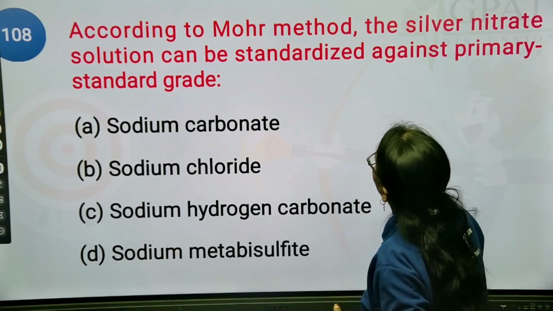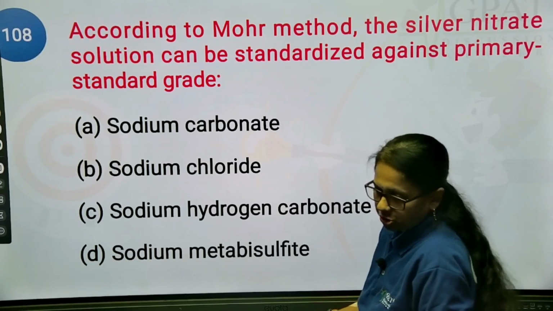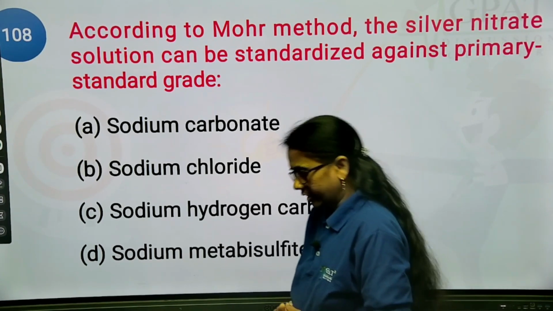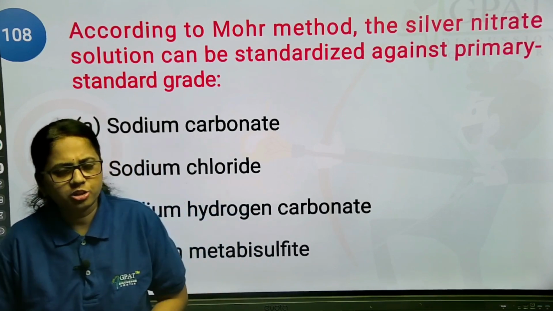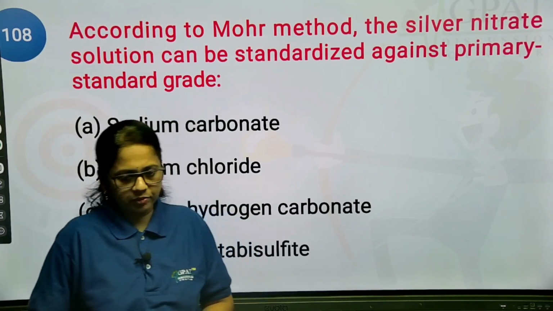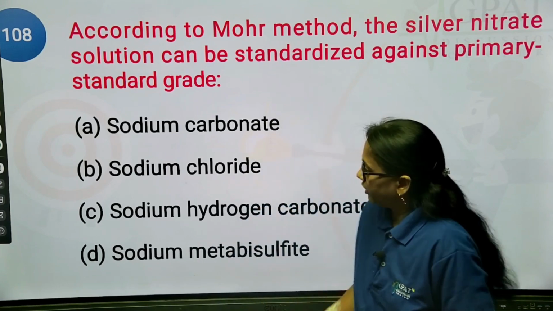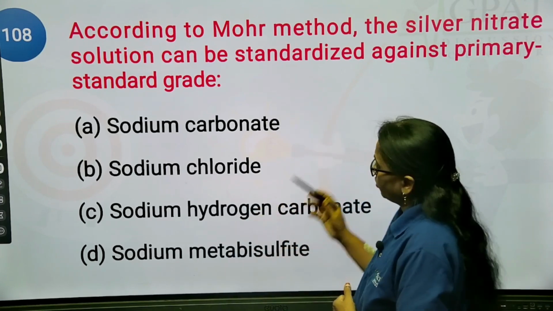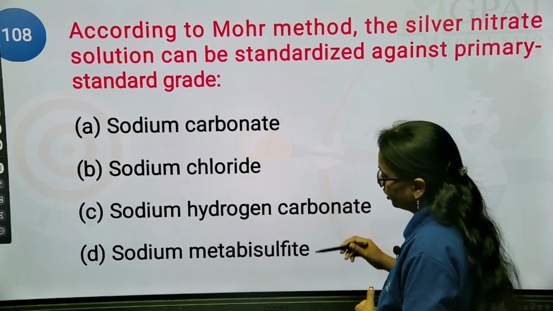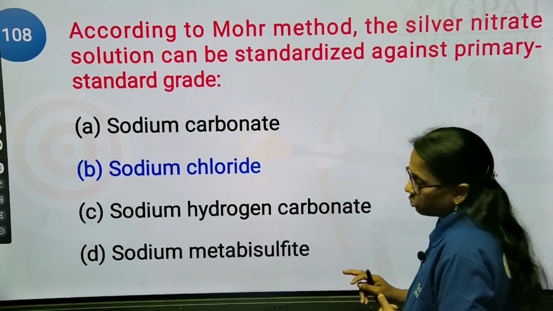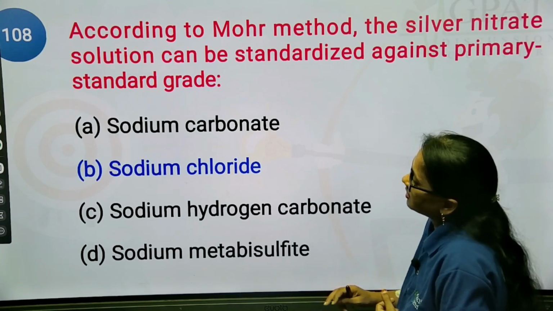According to Mohr's method, the silver nitrate solution can be standardized against which primary standard grade material? Very simple question, argentometric titration. Whenever we use silver nitrate, you are going to use the primary standard material, that is nothing but sodium chloride. What are the options they have given? Sodium carbonate, sodium chloride, sodium hydrogen carbonate, sodium metabisulfite. Very direct question. So option B is the right answer.